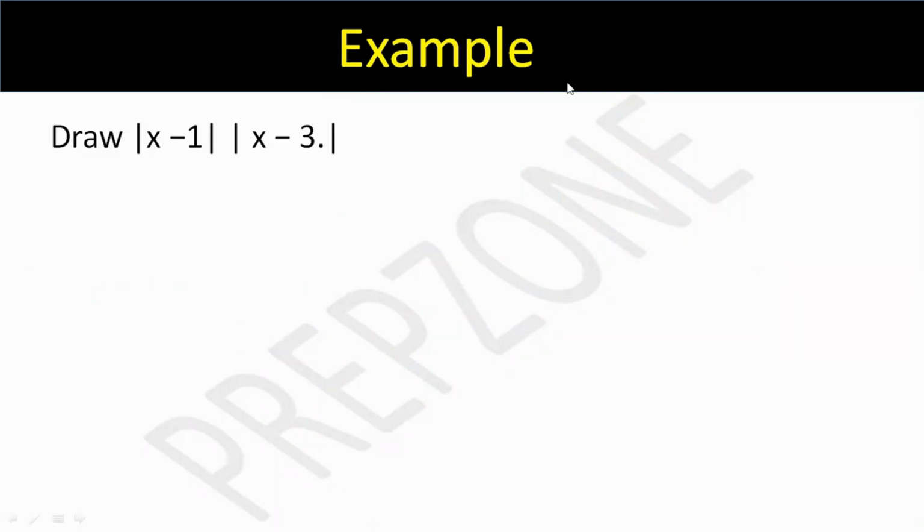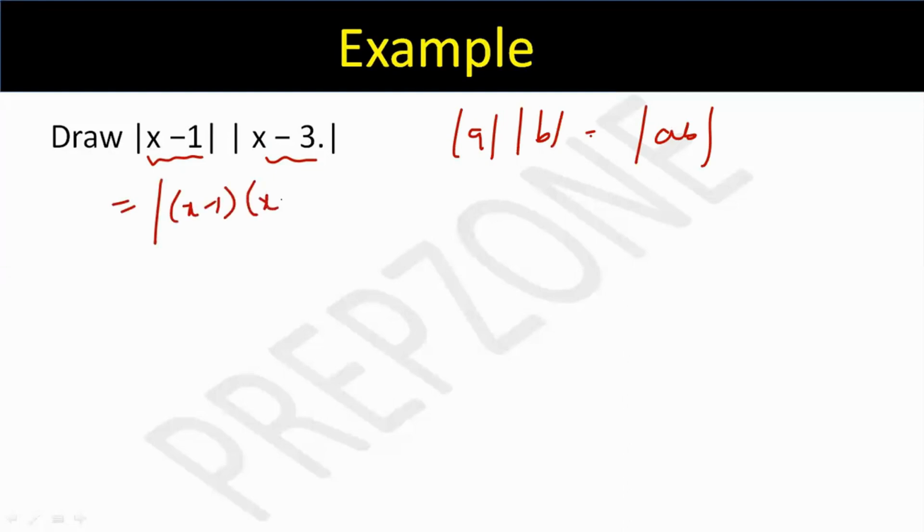See guys, the only catch here was if you get into the trap of plotting this graph and this graph, you of course don't know how to multiply two graphs, right? That is random. No one can tell you how to multiply two graphs. It is very complex. But you of course know that mod A into mod B is nothing but mod of AB. Do you know this guys or not? Mod A into mod B is nothing but mod AB. So this is nothing but modulus of x minus 1 into x minus 3.